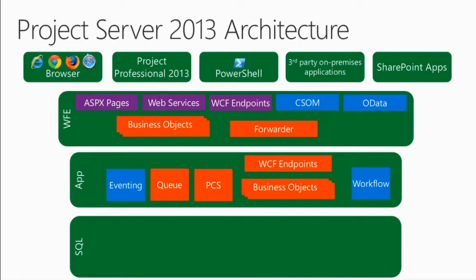So if you're familiar with 2007, 2010, you're probably very familiar with our eventing and queue. In 2010, we ended the workflow technology. And in 2013, that PCS box now appears. And that's our project calculation service. So up until this point, in 2007, 2010, we actually had two scheduling engines. We had the one that resided in Project Client, and we had the scheduling engine that resided in Project Server. And they were two different code bases. One was in C++, and one was in C#.